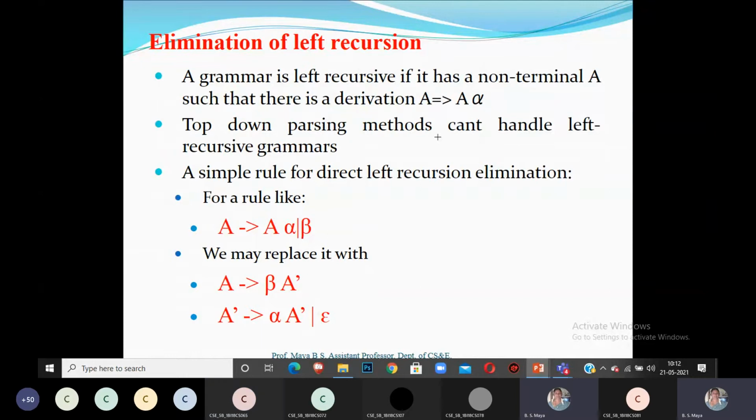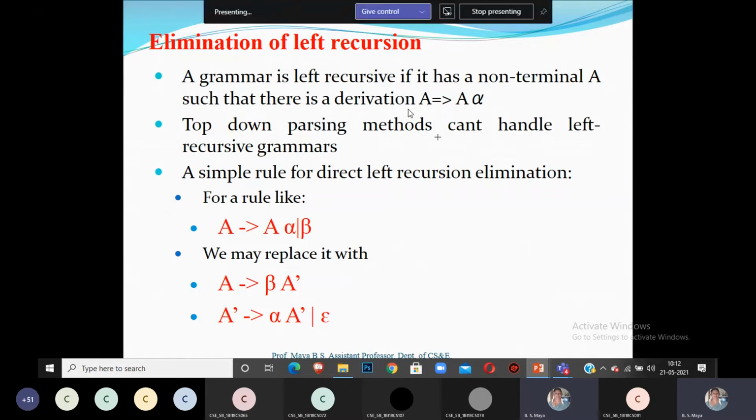A grammar is left recursive if it has a non-terminal A such that there is a derivation A derives A alpha. See, it looks like left recursion; A is the same as the one immediately after the arrow. The top-down parsing method cannot handle a left recursive grammar. Then a simple rule: this is direct.